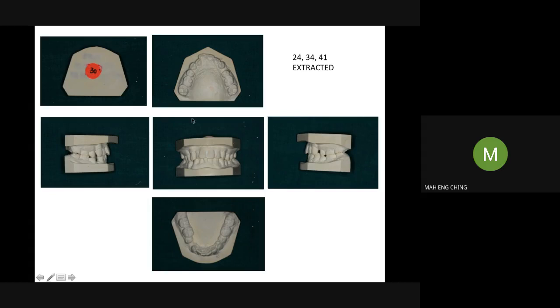So you can argue this one. Maybe if you're talking about this impacted, partially erupted lower left 5, then we give you 4D. But if you're talking about missing 2, then maybe I give you 4H. So maybe 4H or 4D. But I already told you the 4 was extracted. So it should be 4D.